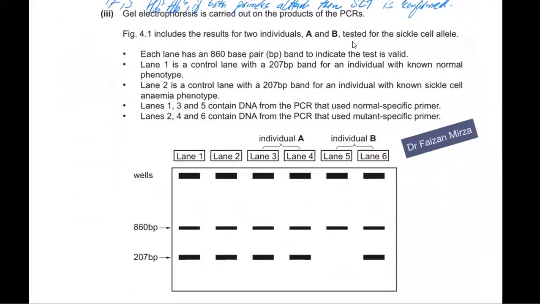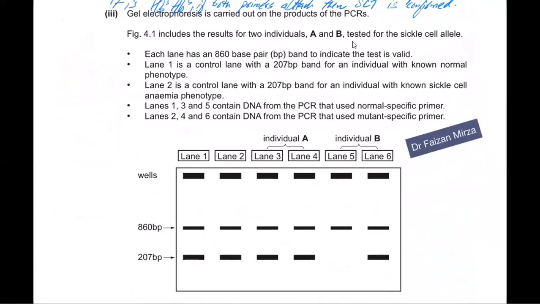Furthermore, they are saying after PCR, gel electrophoresis is carried out on the products of PCRs. Figure 4.1 includes the results of two individuals A and B tested for sickle cell allele. Each lane has an 860 base pair band to indicate the test is valid. So that's just for the validity of the test, like a control. Lane 1 is a control lane with a 207 base pair band for an individual of known normal phenotype. You can see two bands are forming here, one for 860, one for 207.